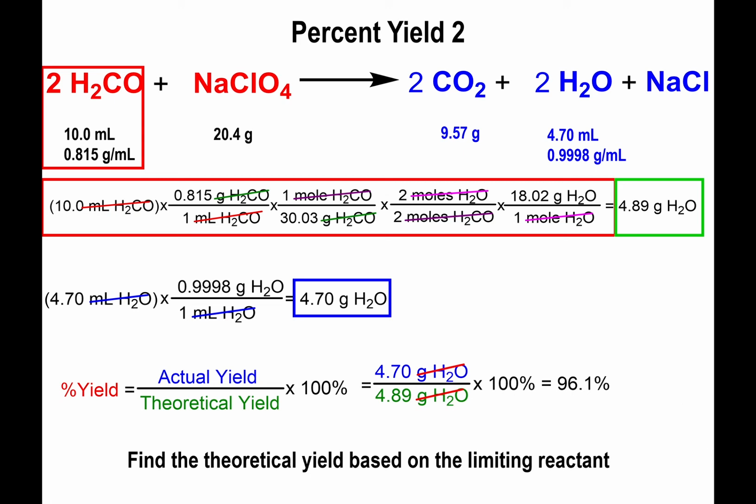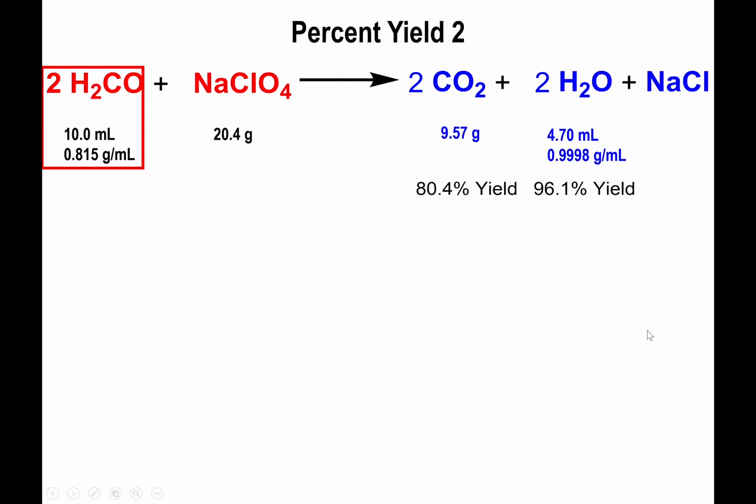Okay, so in the previous video, I showed how to get the percent yield of water, which we found out to be 96.1%. All right, one thing I wanted to point out to you is that looking at the percent yields of the two products, you will notice that the numbers are not exactly the same. For CO2, we calculated 80.4. For water, we calculated 96.1.